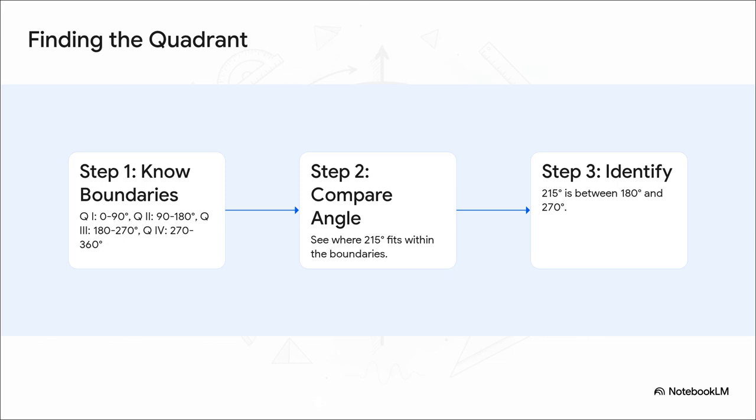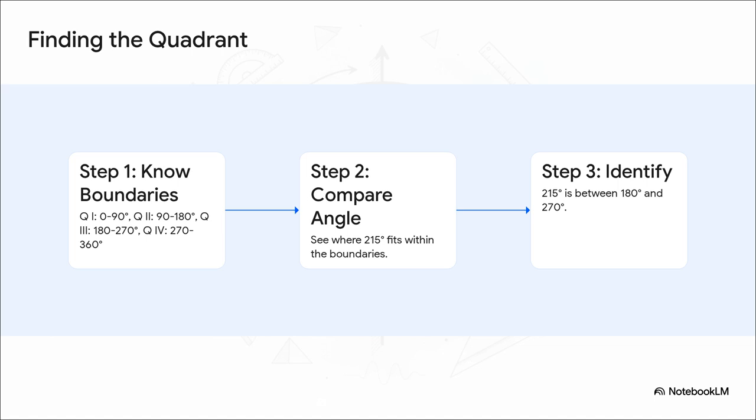Finding the answer is actually a super simple check. First, you just have to know your boundaries. Remember, we're always measuring counterclockwise from our starting point. So quadrant I, that's everything from 0 up to 90 degrees. Quadrant II takes us from 90 to 180. Quadrant III is from 180 to 270, and Quadrant IV finishes the circle from 270 all the way back to 360. Okay, so that's step 1.